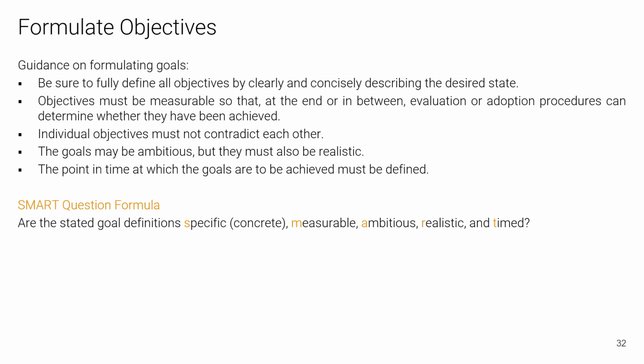Goals should also not contradict each other. Goals should be ambitious, but must be realistic and achievable. And what many forget, there must also be a time budget or a time for the achievement of a goal. To summarize the whole thing compactly, there is the mnemonic SMART. Are the stated goal definitions specific, measurable, ambitious, realistic, and timed?